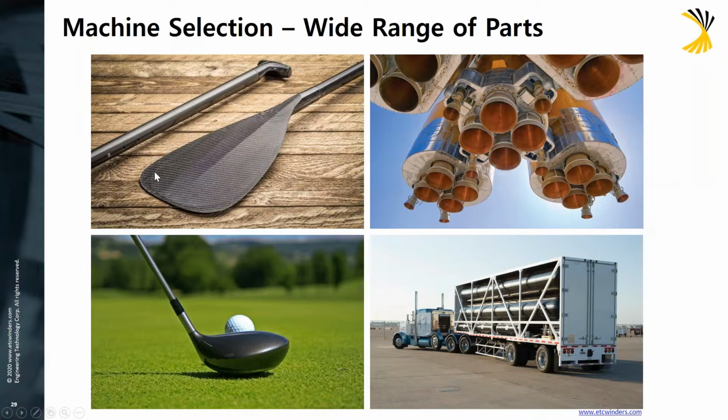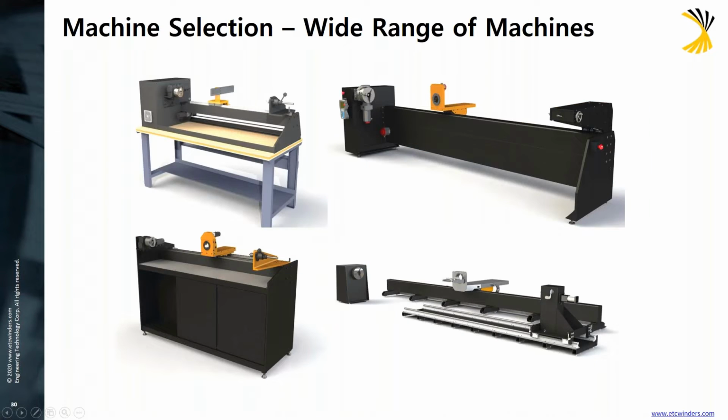We're going to jump into machine selection. Our machines and filament winding in general manufactures a very wide range of parts, from small scale sporting goods to very large scale complex items like rocket nozzles and gas tanks. To do the wide range of products, a wide range of machinery is required.